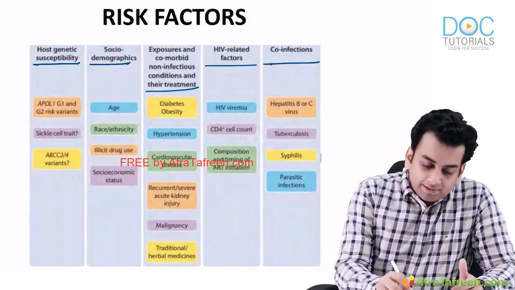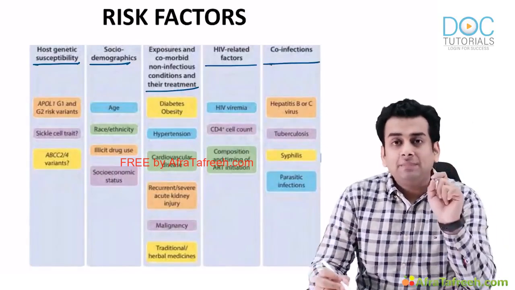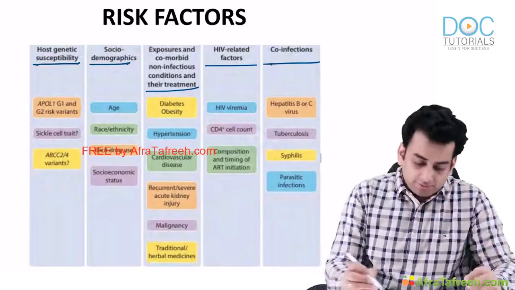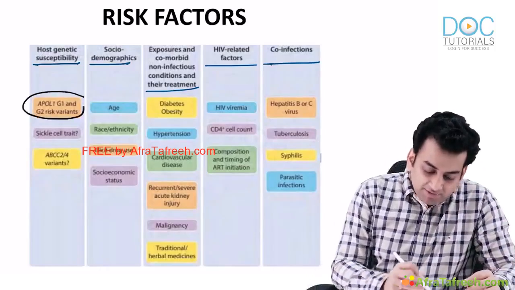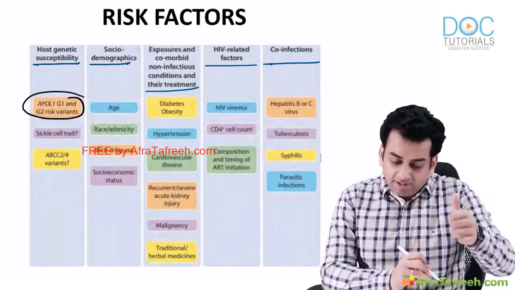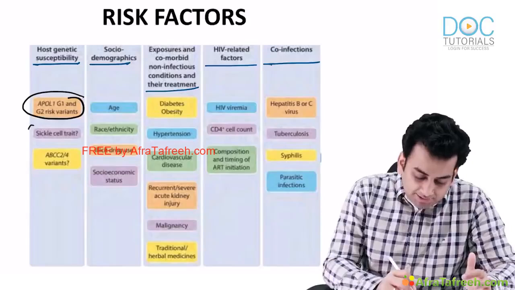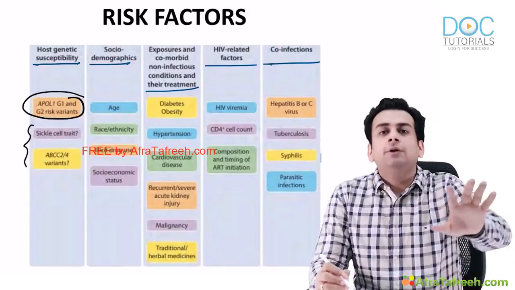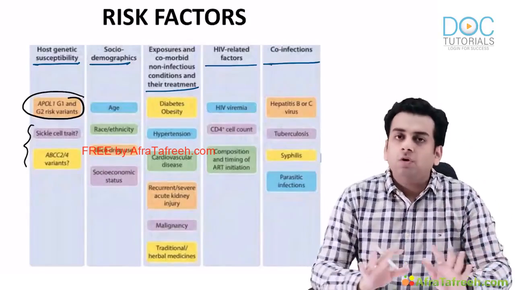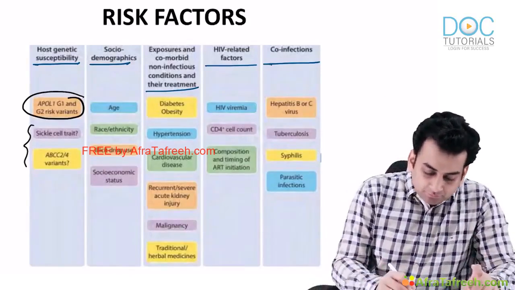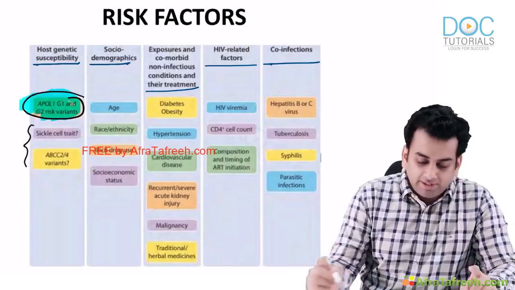Now, a very, very important genetic susceptibility is the APOL1 G1 and G2 genetic variants. It is the APOL1 G1 and G2 genetic variants that definitely predispose. Others that have a questionable role are the sickle cell variants and the ABCC2 and 4 genetic variants. But of course, not that important. If one thing has to be remembered from here, it is the APOL1 G1, G2 variants.